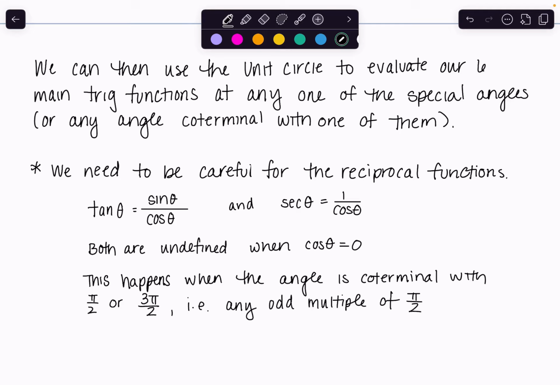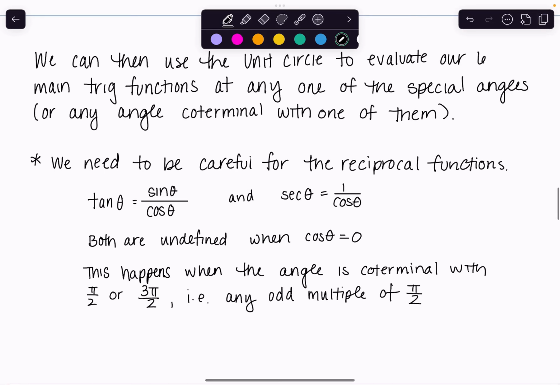So there is a set way we have to write that. The odd part's harder to write. But our domain for these two expressions is that our theta value cannot be an odd multiple of pi over 2.